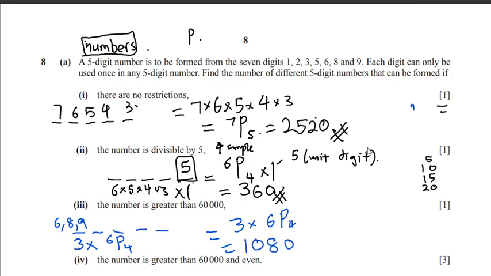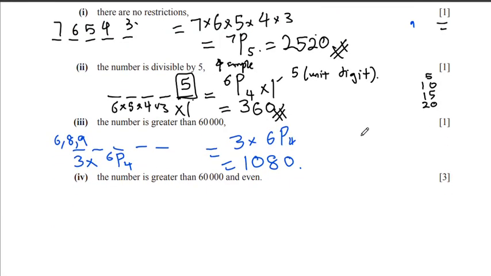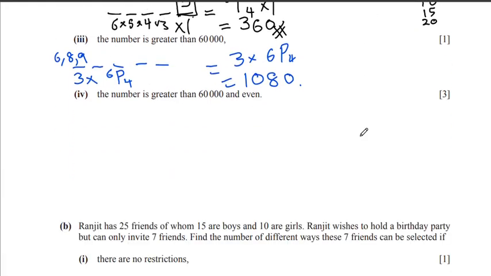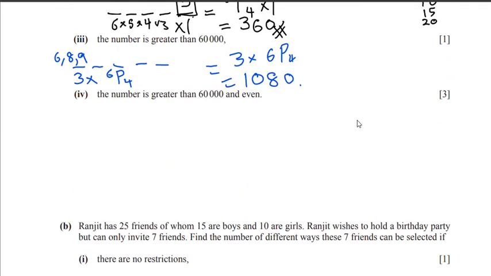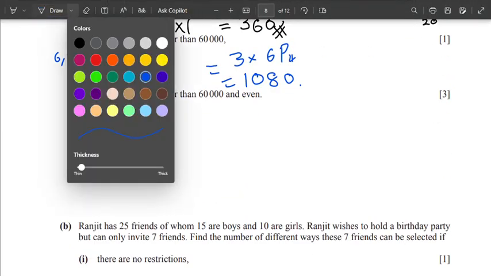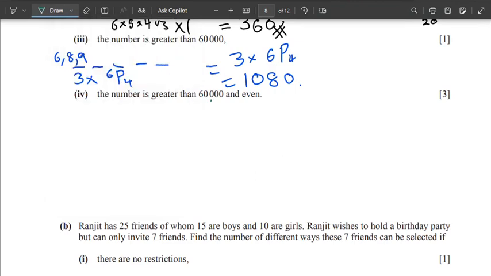So it's not that hard. Alright, the last question. The number is greater than 60,000 and even. So I'm just gonna write down the numbers 1, 2, 3, 5, 6, 8, 9. Let me just change the color. Alright, so I have 1, 2, 3, 5, 6, 8, 9.